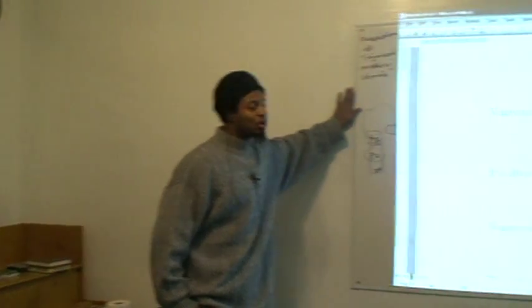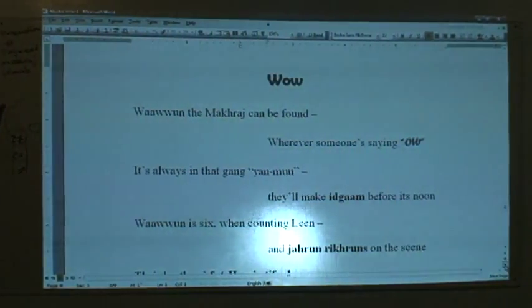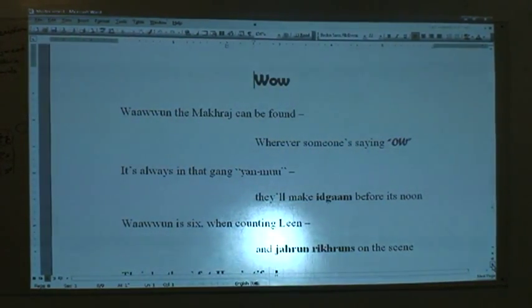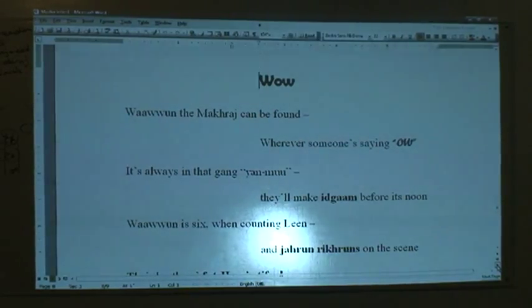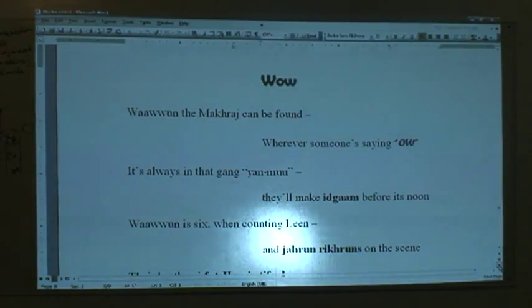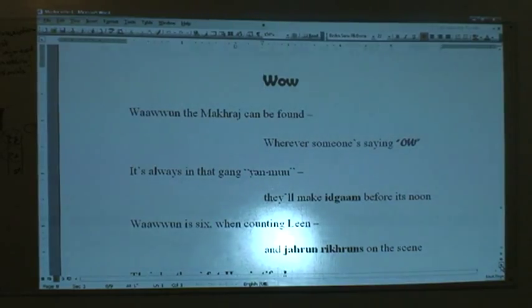Moving right along, we're going to the next letter. Ha, wa, z. The next letter's name is wow. I wrote it wow, W-O-W. Why did I do that? Because that's how it sounds.